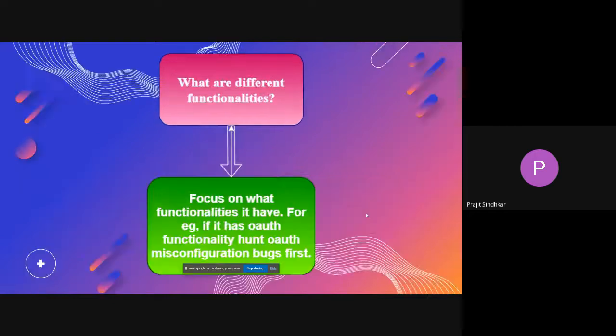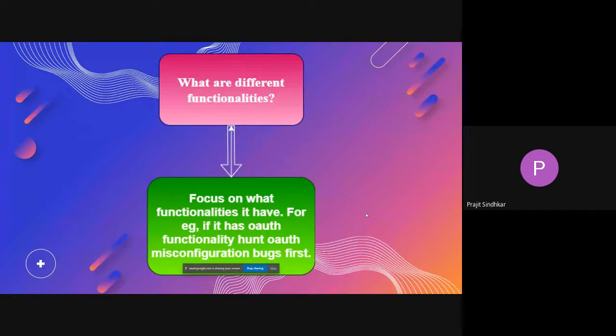Okay. Then what are the different functionalities? It generally depends on the functionalities you have got. Focus on special functionalities. Let's say OAuth. Not each and every website has OAuth, but if there is OAuth functionality, I will hunt OAuth misconfiguration first. There are 3 bugs in OAuth misconfiguration: pre-account takeover, CSRF plus account takeover, and insecure redirect URI. So I would hunt for them first rather than going for other functionality bugs which are more common. This is how you should perform that.